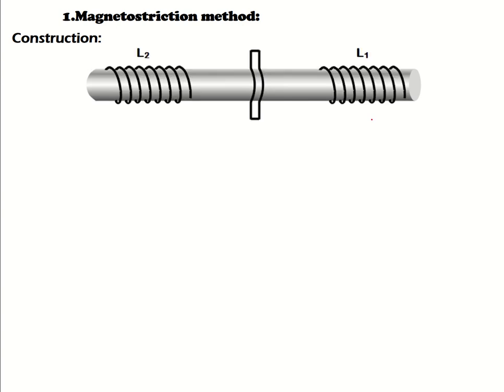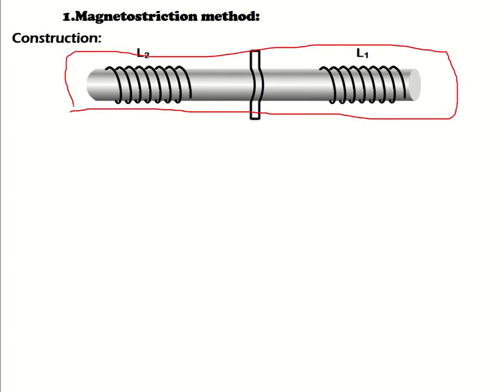So now let us see the construction of the magnetostriction method. First of all, we are taking a ferromagnetic rod, obviously. This ferromagnetic rod is fixed at the center, and on the two ends of the ferromagnetic rod, two coils are wound. Let us name those coils L1 and L2. This particular structure looks like a transformer which has two different coils magnetically linked with each other, because this core is a ferromagnetic rod. L1, suppose, is a primary coil, and L2 is a secondary coil. So this forms a transformer.